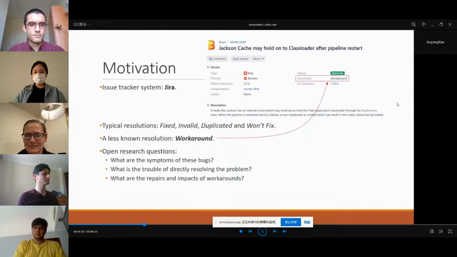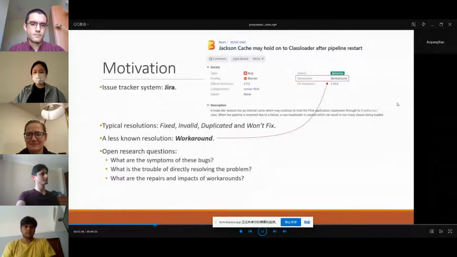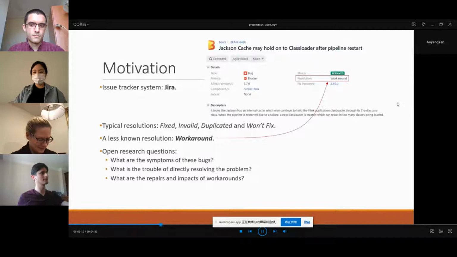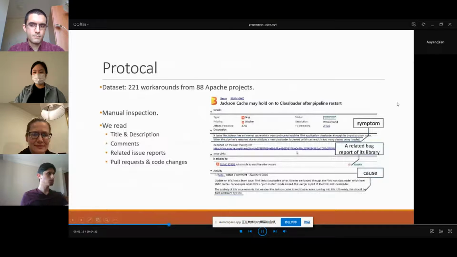For example, what are the symptoms of these bugs? What is the trouble of directly resolving the problem? What are the repairs and impacts of workarounds? Our paper continues a prior empirical study to explore more on these questions. To construct the dataset, we collected 221 workarounds from 88 Apache projects.